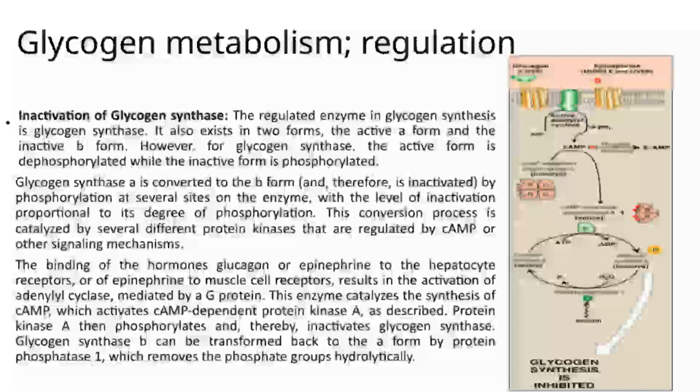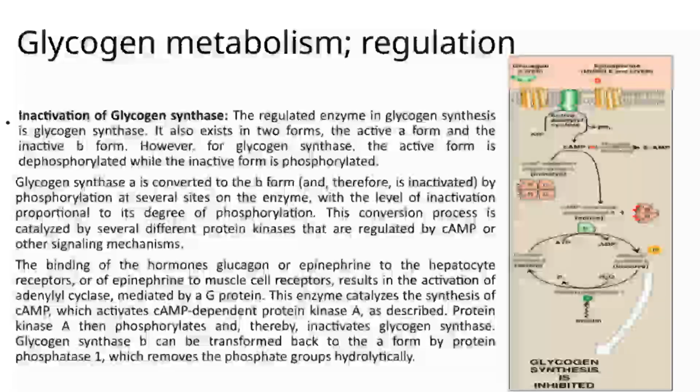molecules such as cAMP. Now, let's connect this to hormones like glucagon and epinephrine. When these hormones bind to their receptors on liver or muscle cells, they initiate a cascade that activates adenylyl cyclase through a G protein. This enzyme then produces cAMP, which activates protein kinase A. Once active, protein kinase phosphorylates glycogen synthase, converting it into its inactive B form. Fortunately, this process is reversible.